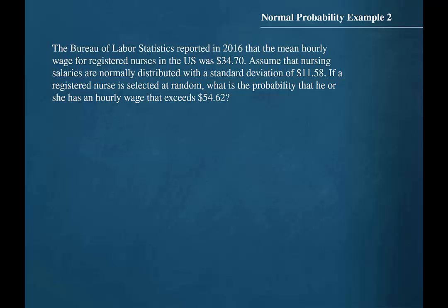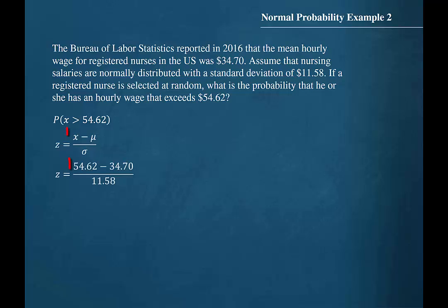If a registered nurse is selected at random, what is the probability that he or she has an hourly wage that exceeds $54.62? In probability notation, we would state this as the probability that the value of the random variable x is greater than 54.62. In order to find this probability, we would first need to calculate a z-score.